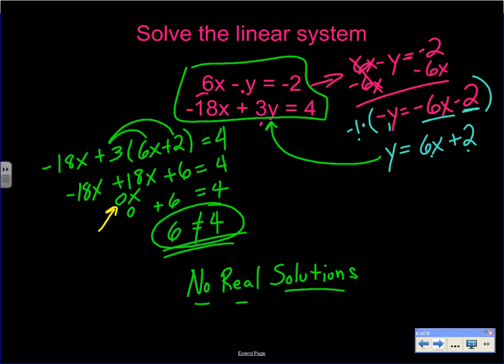So that's your answer there. You don't have to go any further, because even though you know y equals, you don't know what x is equal to, so you can't solve for y. No real solutions is the answer here.